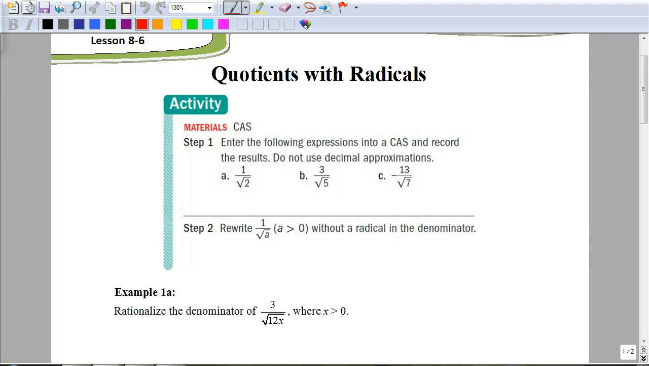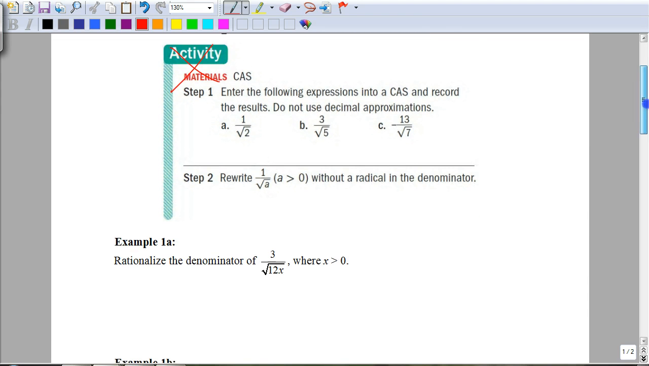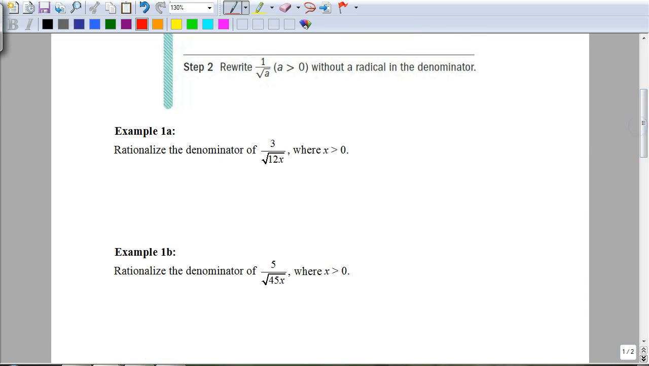Okay, so today we're going to be talking about quotients or fractions with radicals. We're not going to be doing this activity. If you want to do it on your own, you can. But here's something to know about fractions.